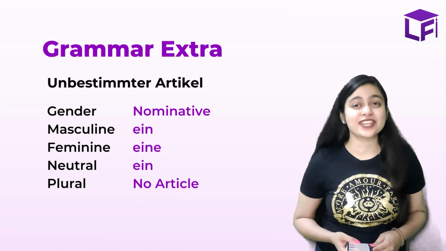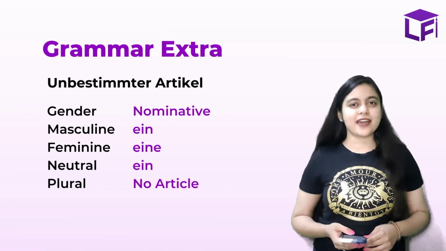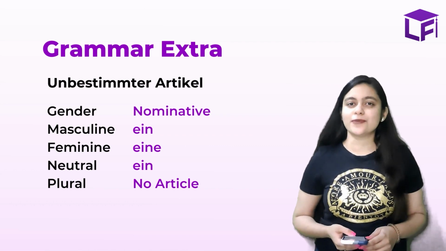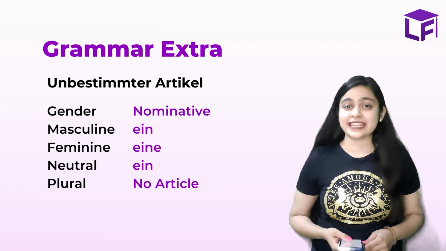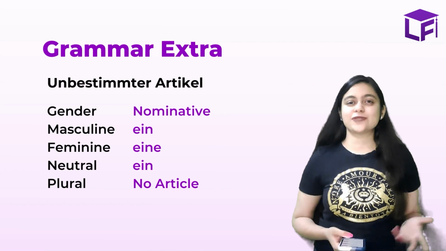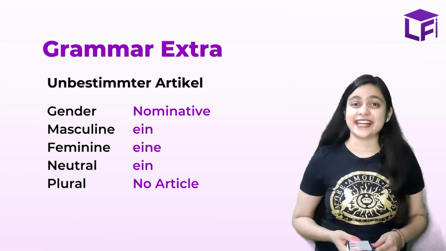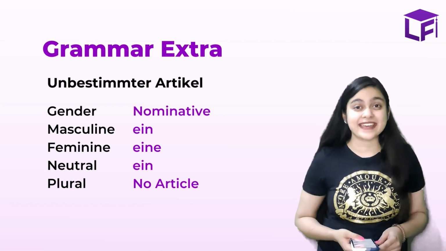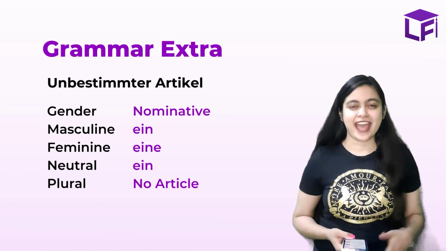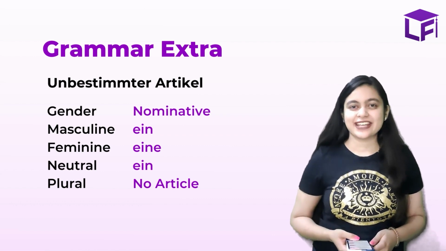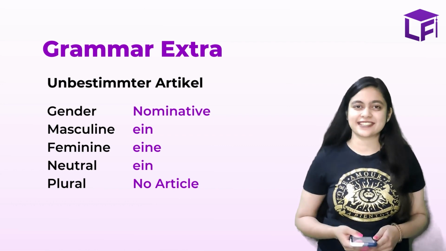But just before I share the examples with you, I want to put up a point. Since there is no plural for the unbestimmte article, we rather have another word called kein, which means none or no. Ich habe keine Eltern. I have no parents. This is an example that I'm sharing as to where and how you can place keine. So since there is no plural, we use keine in some places.